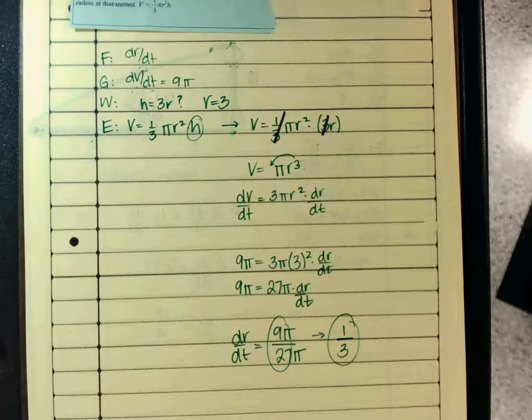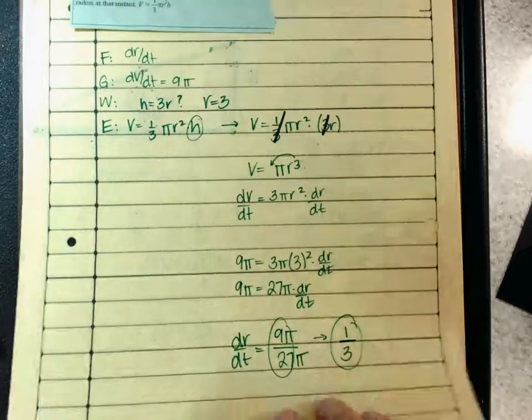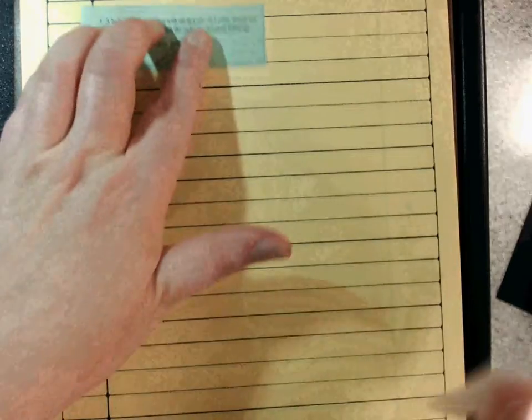Okay, so let's see what we need on this one. What are we finding? dr/dt. What were we given? Okay, and then you wrote down hopefully your when. What's your when?